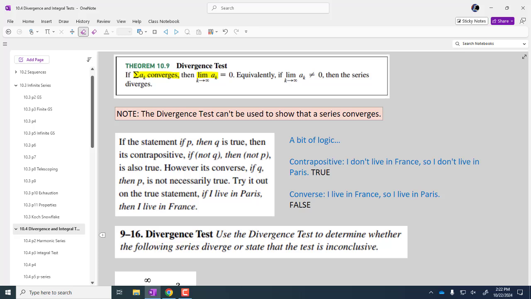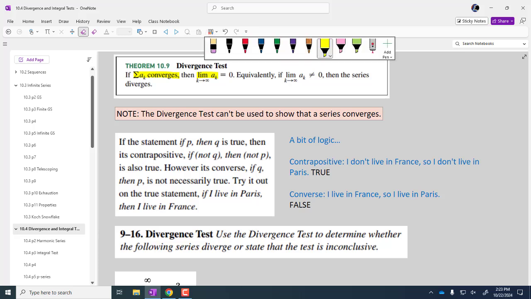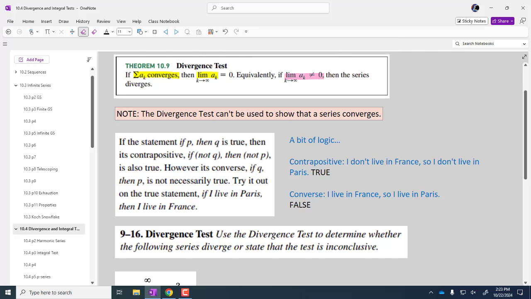If the limit is, say, 1/5, that means in the tail of the series, it's like 1/5 plus 1/5 plus 1/5 plus 1/5. That diverges. If you add a fifth to itself an infinite number of times, that's infinite. If you add a millionth to itself an infinite number of times, that's divergent. So if the limit of a sub n is not 0, you can conclude the series must diverge.